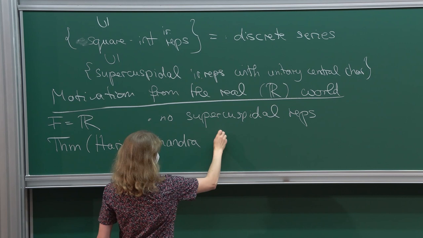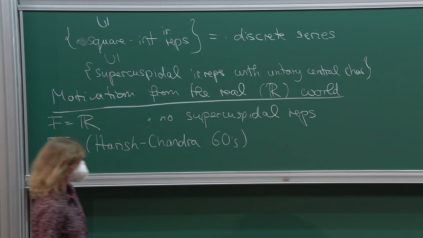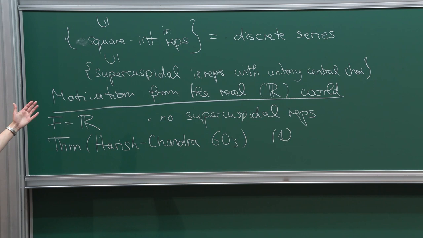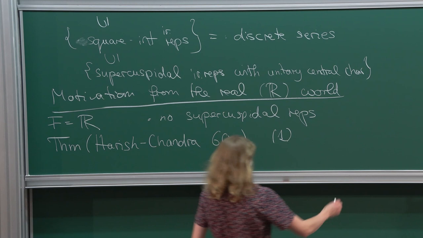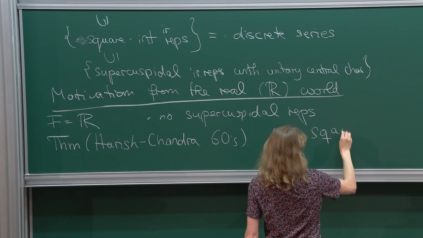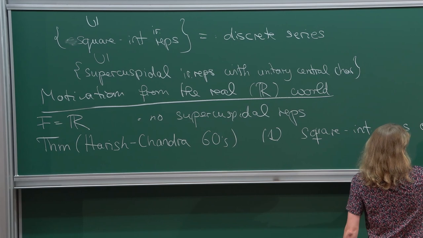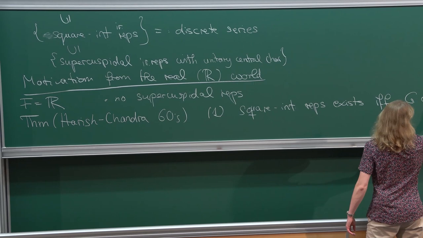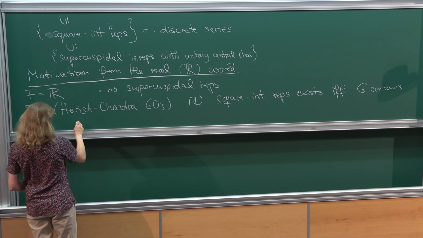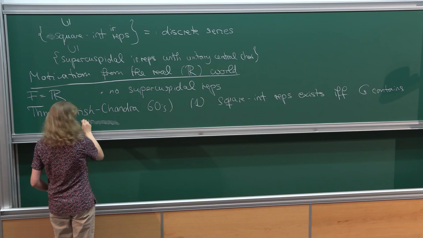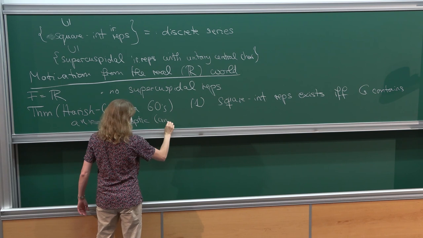So that's something that was known at Corvallis, which says that, well, first of all, discrete series, square integrable representations, exist if and only if there exists a maximal torus in our real Lie group that is elliptic. That is anisotropic mod center. So square integrable representations exist if and only if G, which is now our real Lie group, contains an elliptic maximal torus, that means anisotropic mod center, or compact mod center.